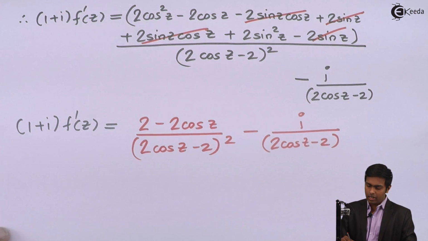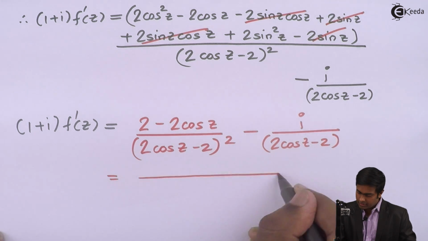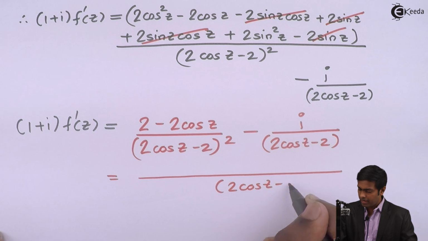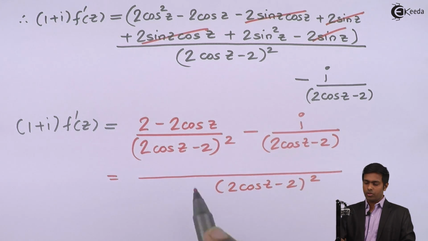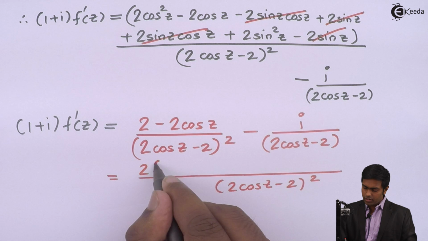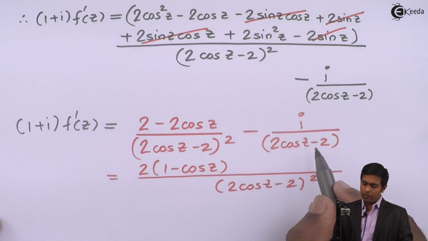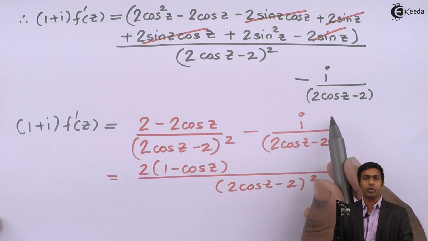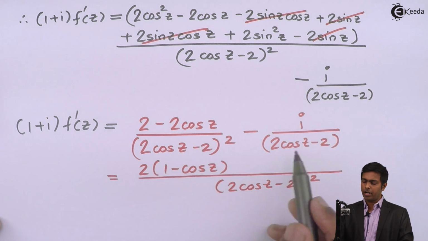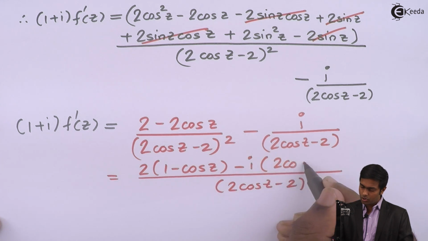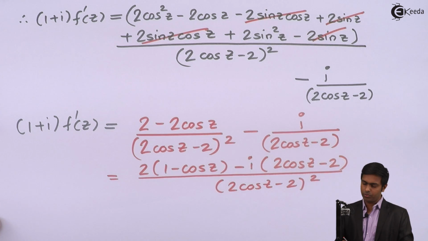Now what I will do is I will take the LCM, and that is 2 times (cos z minus 2) the whole square. So here we will get 2 common, so 1 minus cos z, and here we will multiply this denominator and numerator with 2 cos z minus 2. So here we will get minus i into (2 cos z minus 2).